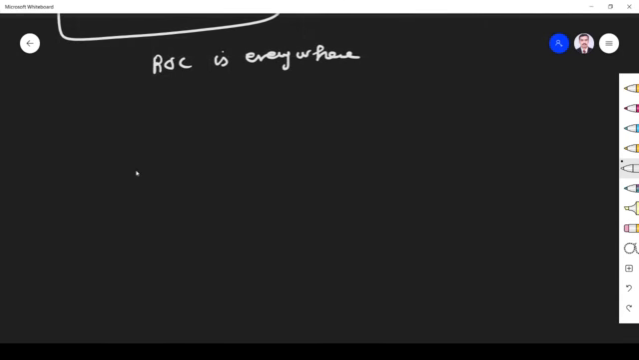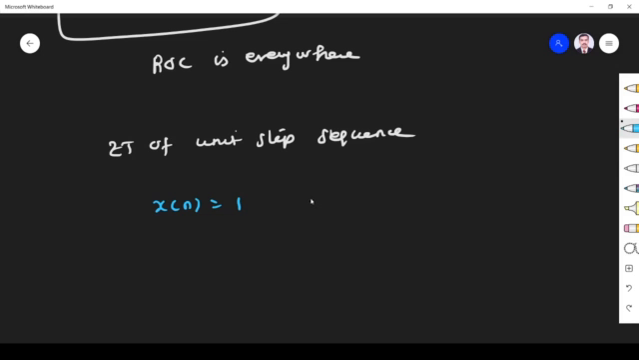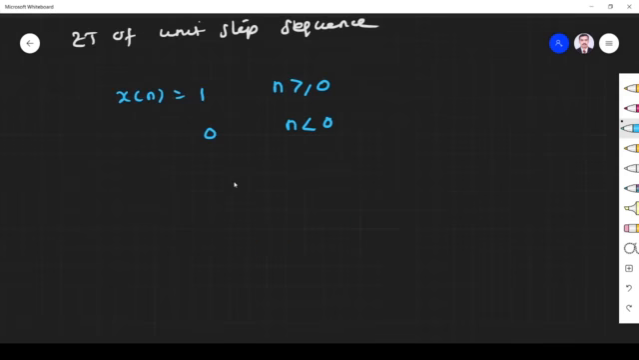Next, the Z transform of the unit step signal or unit step sequence. We know the unit step sequence is x of n equal to 1 when n is greater than or equal to 0, and 0 when n is less than 0. For this we will find the transform.